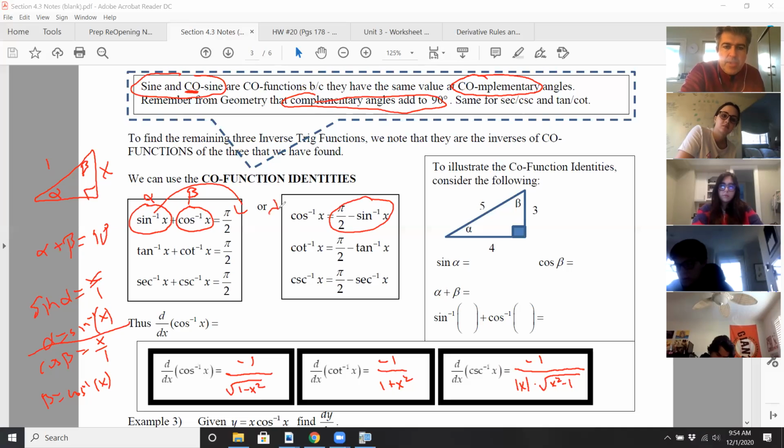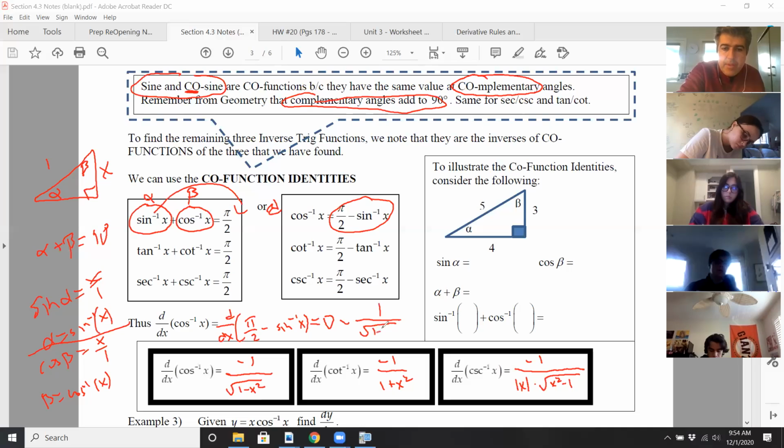Now take the derivative of both sides here. d/dx of pi over 2 minus inverse sine of x. Well, what's the derivative of pi over 2? That's a constant. That's 0. What's the derivative of inverse sine? We know that from the first page. 1 over root 1 minus x squared. Hence, the derivative of inverse cosine is negative 1 over root 1 minus x squared. And if you do the same thing for inverse cotan or inverse cosecant, you'll get the same thing.